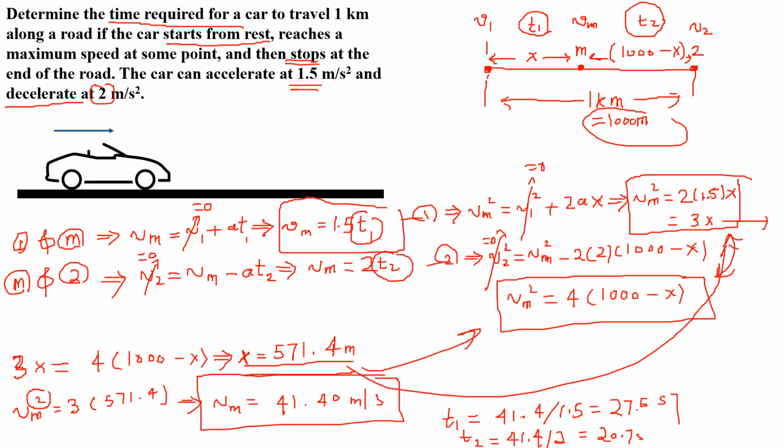So now what will be the whole time? The whole time T total will be just T1 plus T2, right? So adding these two numbers, we will have 48.3 seconds.